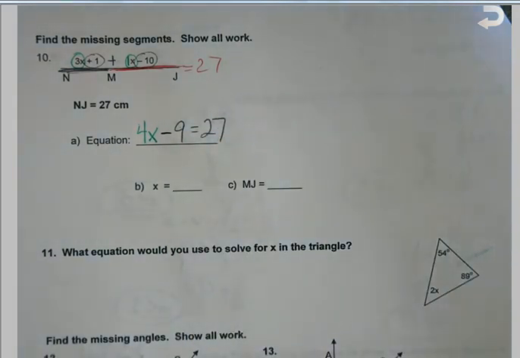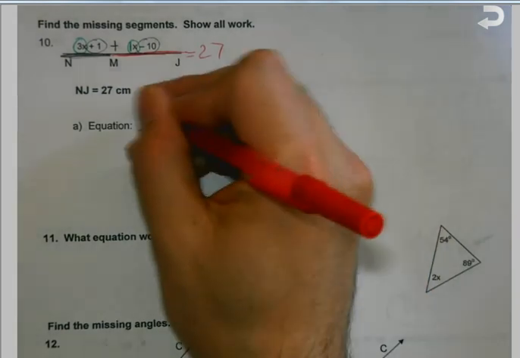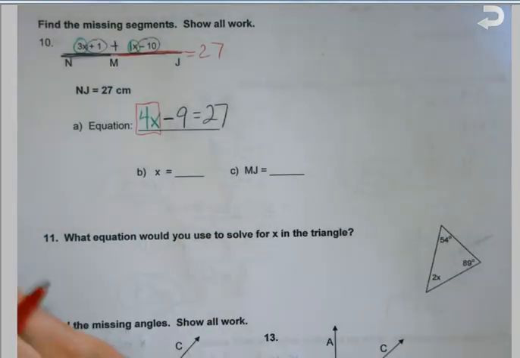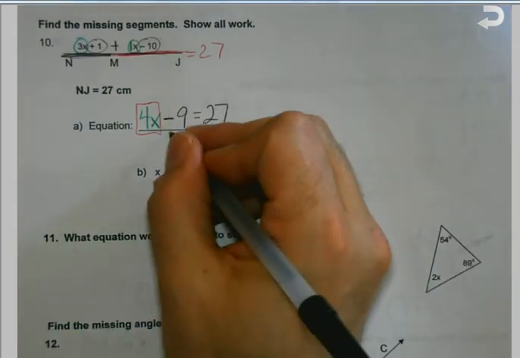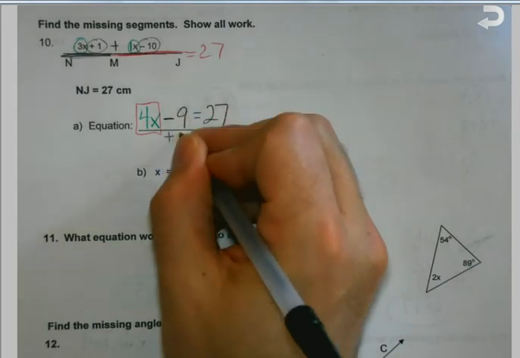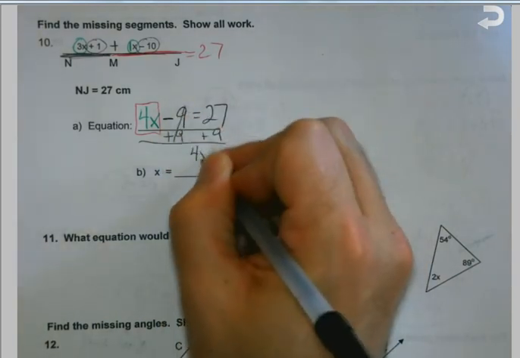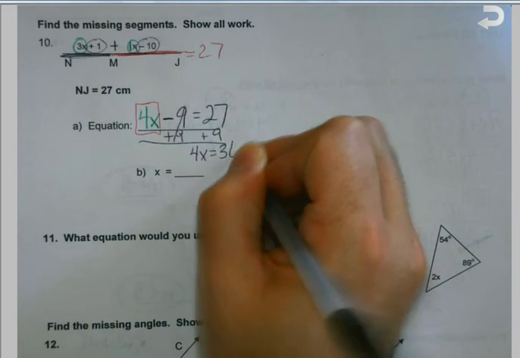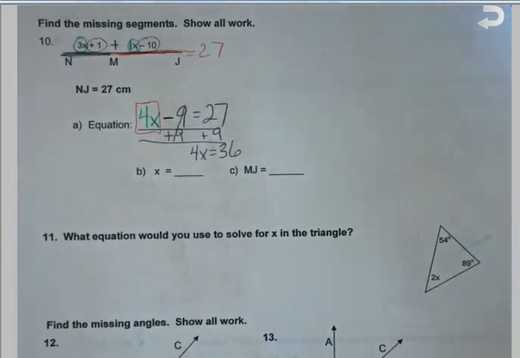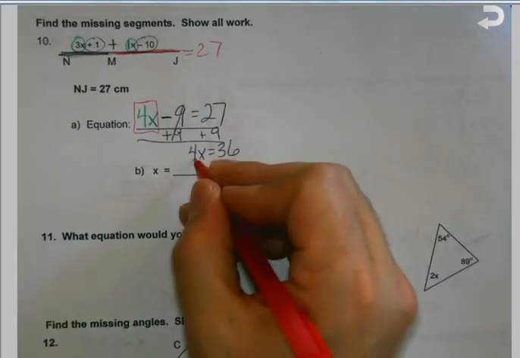Just like we've been doing, you're like, Hardy, I swear we're doing the same thing on every problem. We are, to a point. There's a lot of flexibility with equations. I'm going to undo my minus 9. I'm going to plus 9. And then my last step always seems to be we're going to divide.